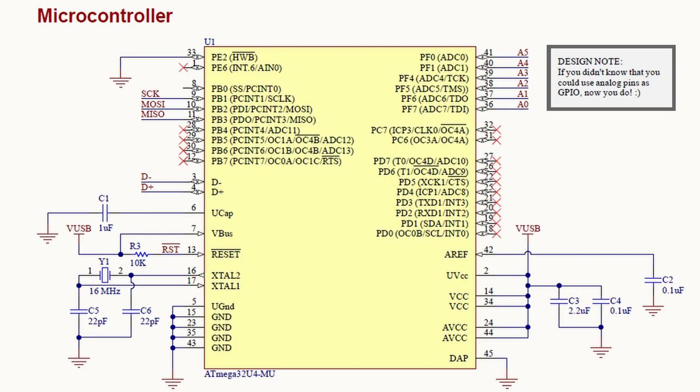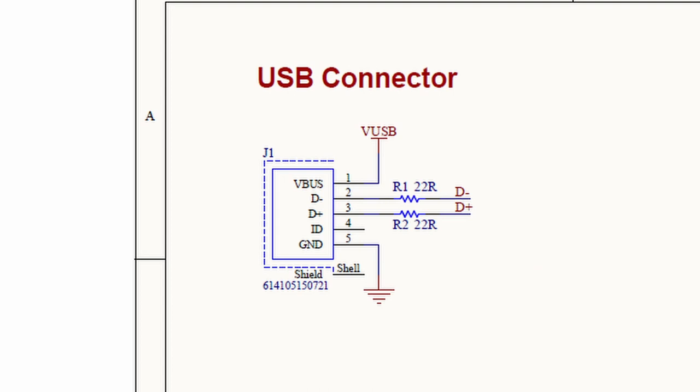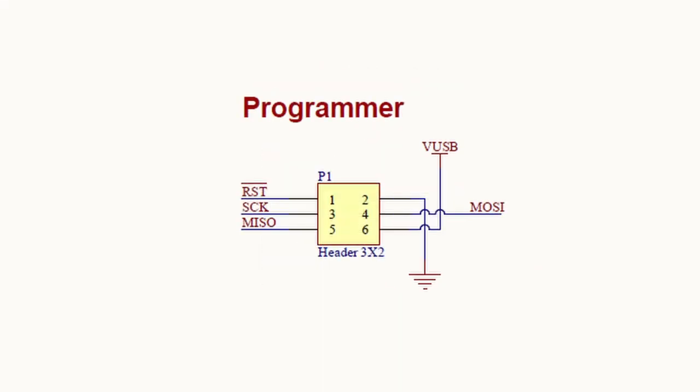So here we have the micro, the brain of our keyboard, connected to the numpad matrix that we built for typing numbers 1 to 9. The micro is also wired to the USB connector, which of course connects to our PC. There's a second connector for our micro, which we need for programming the initial bootloader firmware.